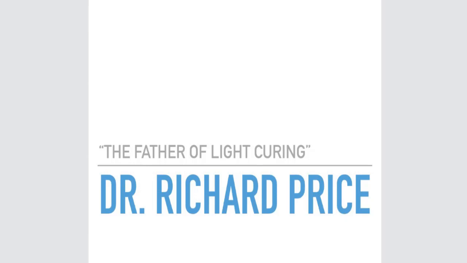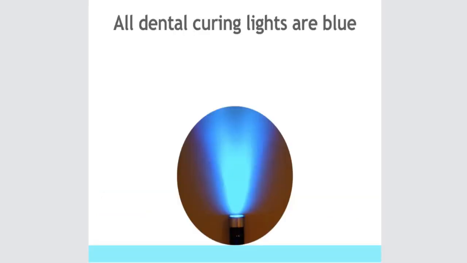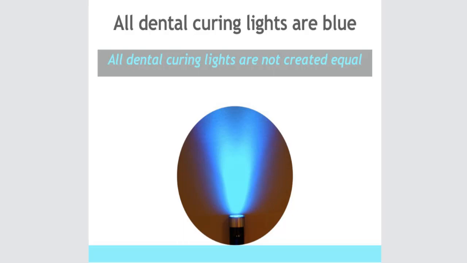I get most of my information about curing lights through Dr. Richard Price. He's written probably the most articles on dental curing lights. So most of what you see here will be from Dr. Price and his teachings. The first thing we have to learn is that all dental curing lights are blue. They're not yellow. They're not red. They're blue. But all dental curing lights are not created equal. And we're going to talk a little about what you need to know about curing lights so that you can take it back and start looking at this.